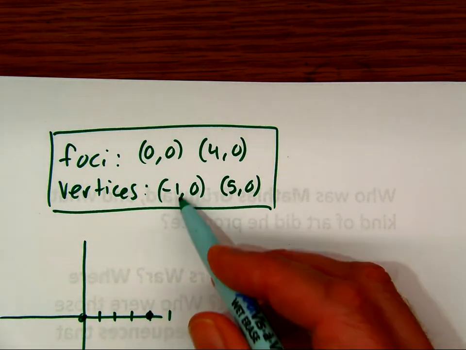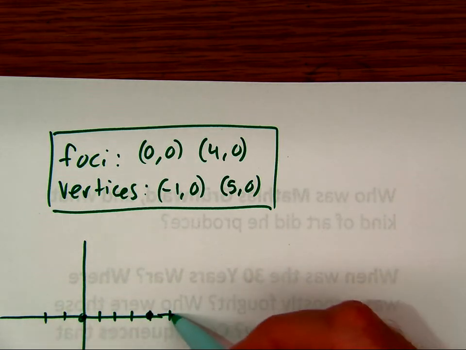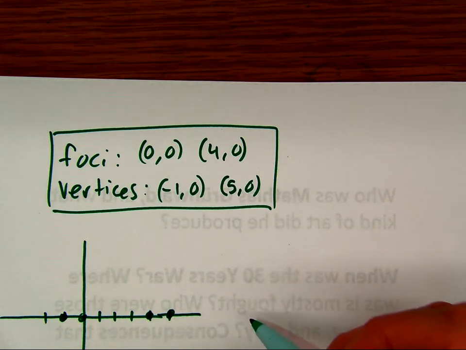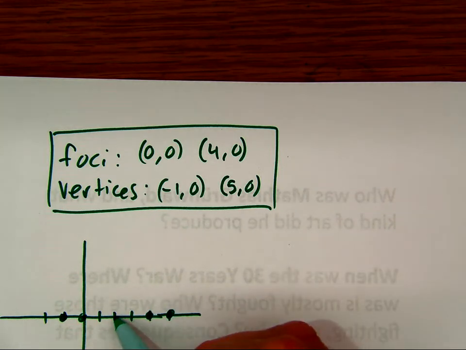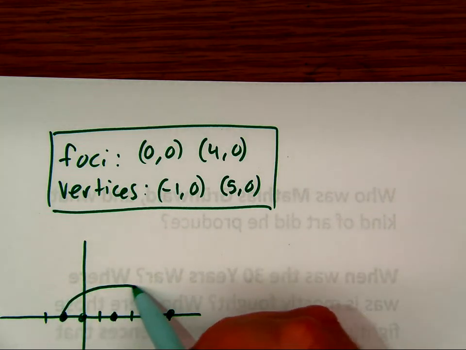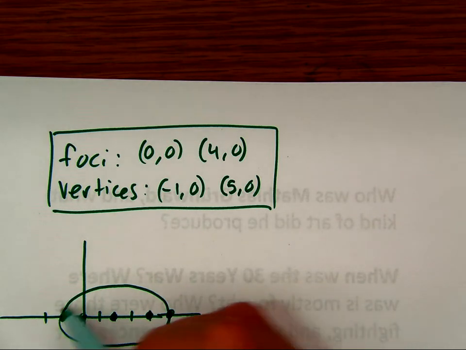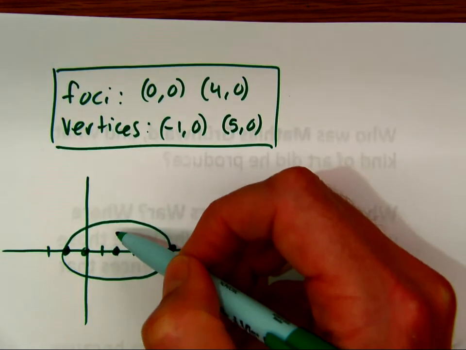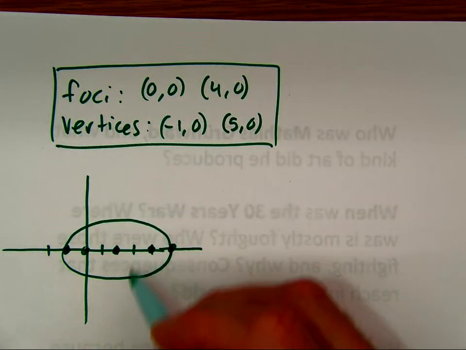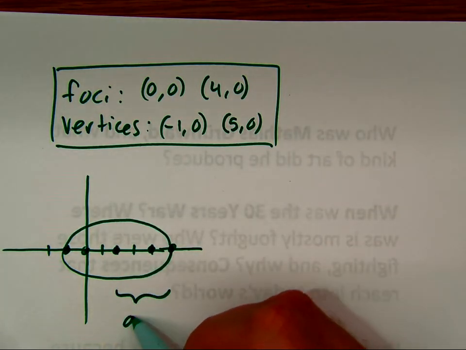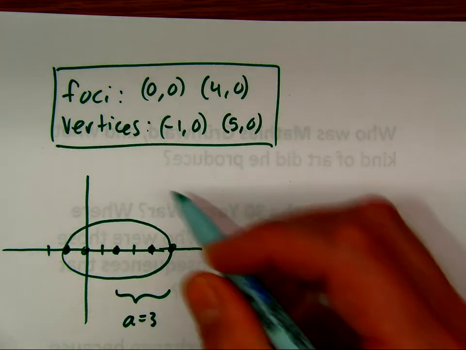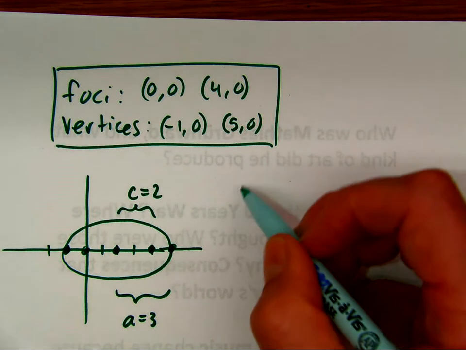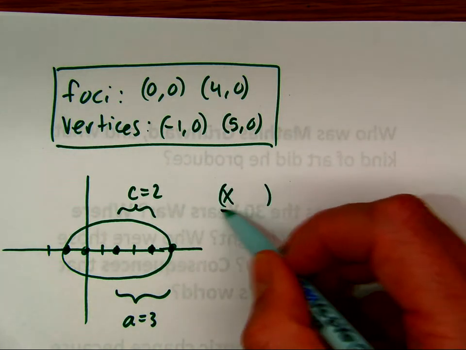Foci, vertices at -1, 0 and 5, 0, and the center must be right there. The ellipse is going like that, but we don't know how far to go this way. So let's look at what we do know. We know that A is 3. And we know that C is 2. We're trying to fill in all of this.